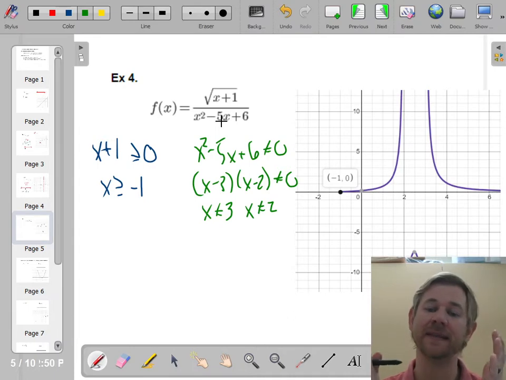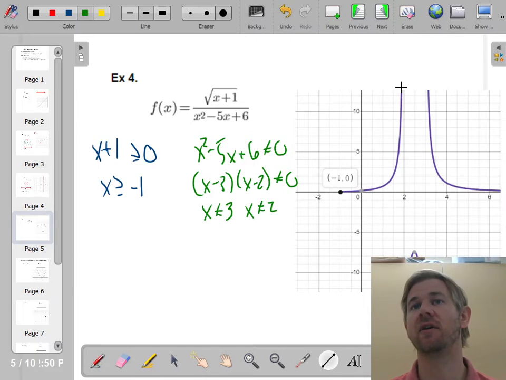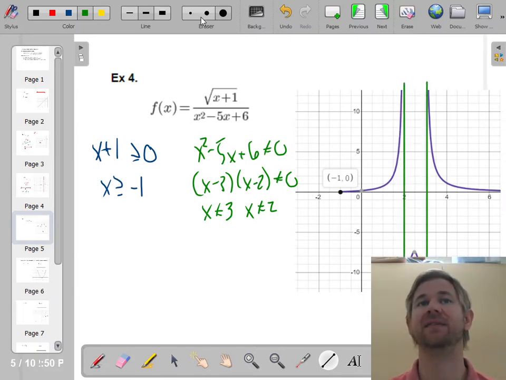But they're both in this problem. So what we're trying to say is you have to pick all the numbers that are greater than or equal to negative 1, but you can't pick 3 or 2. And you can see in our graph, 3 and 2 have vertical asymptotes. Those are infinite discontinuities.